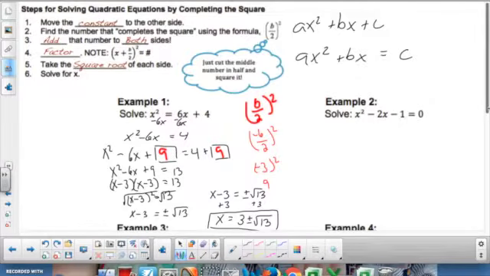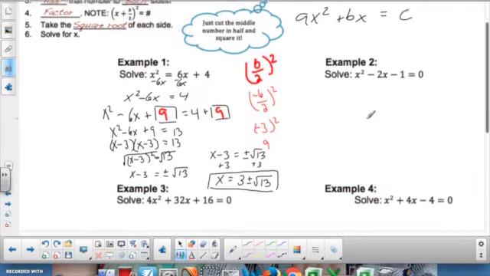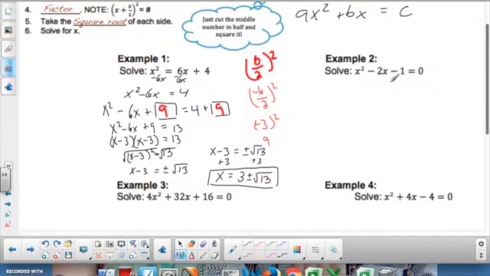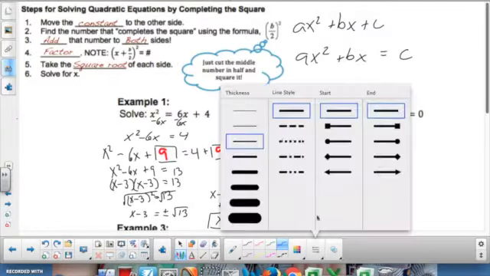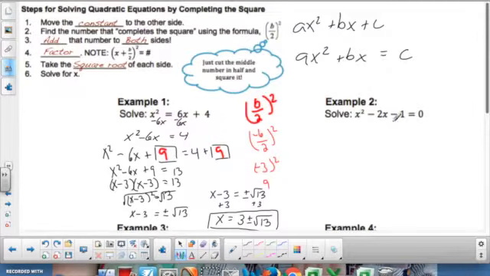All right, so let's do a few more examples that have some slightly different elements to them. For this one, this is written in your standard form right from the get-go. So it's already got the ax squared plus bx plus c format going on. So I'm going to start by moving the constant to the other side. So that means I need to add 1 to both sides, which gives me x squared minus 2x equals 1.